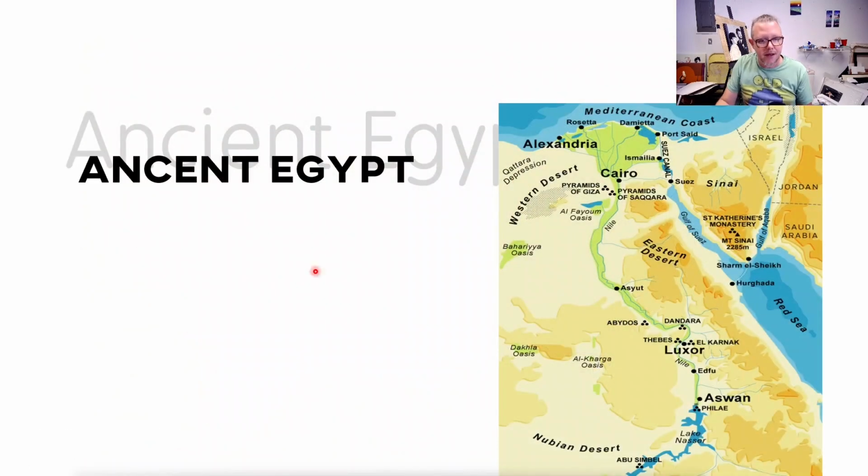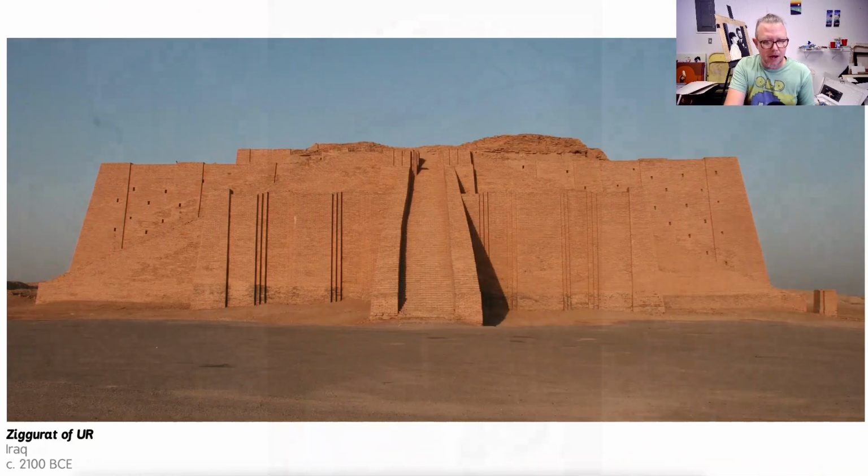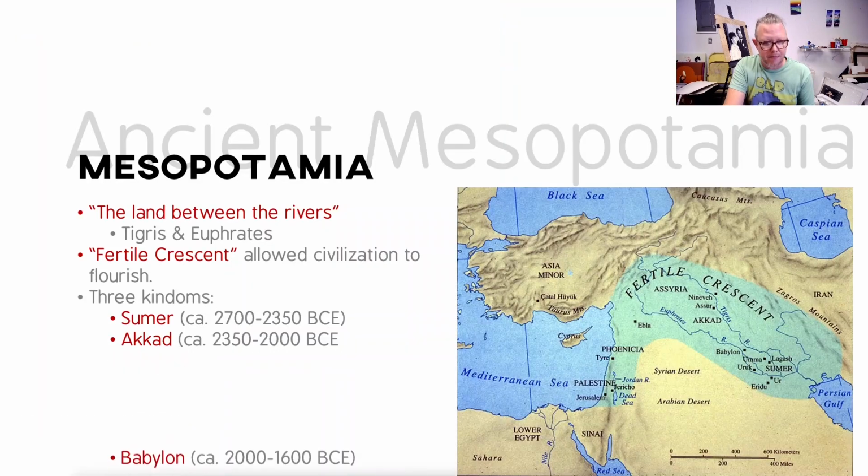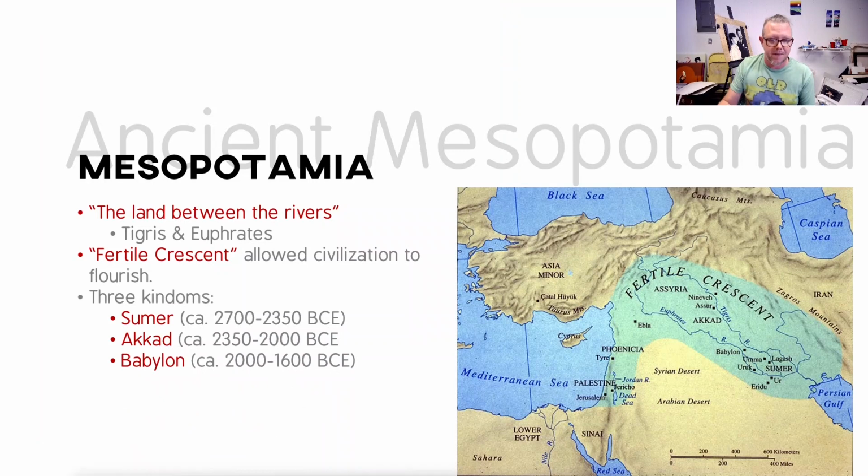Our second ancient complex civilization that we will talk about is ancient Egypt. You know what? Let me go back real quickly. I forgot to mention something about the Fertile Crescent.